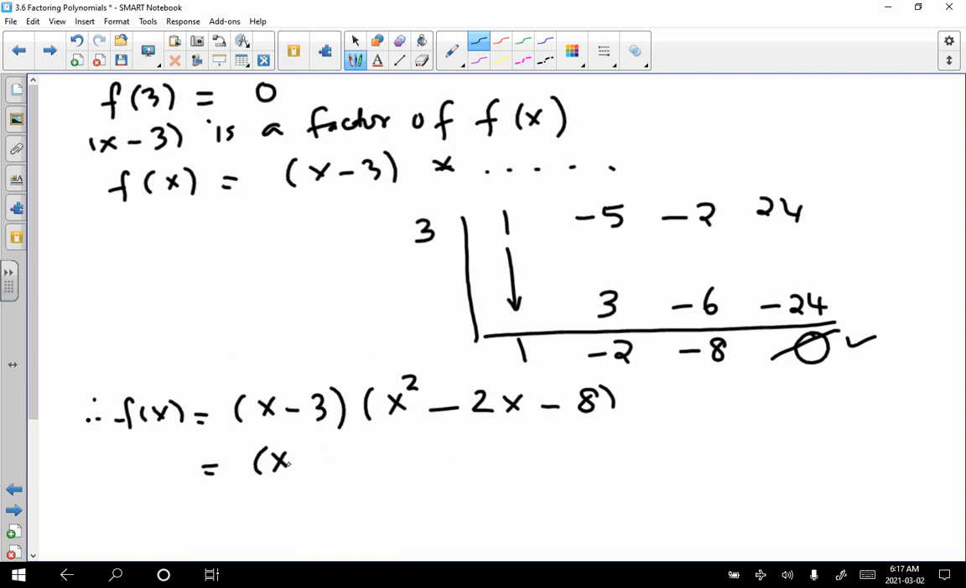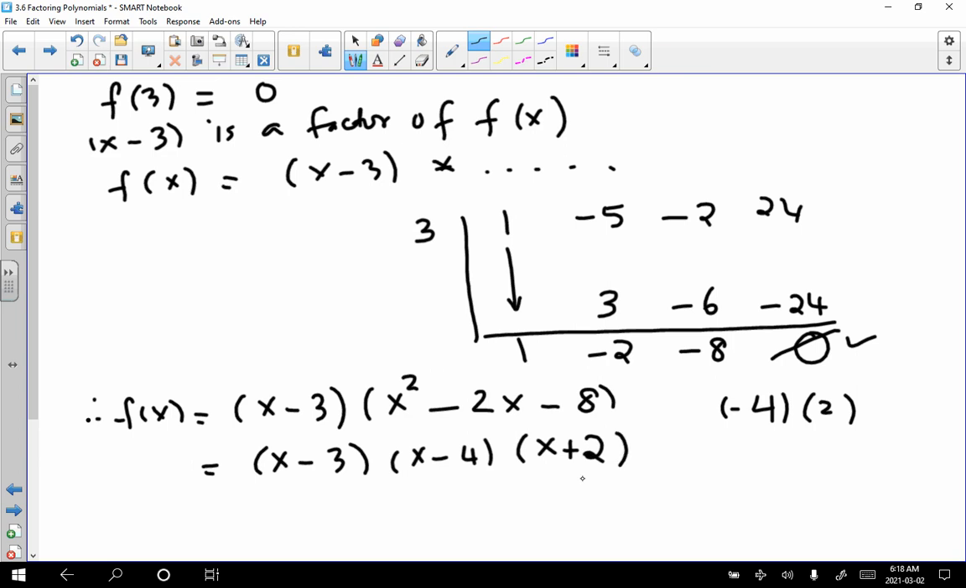And we can then factor this further because we're going to find two integers that give a product of negative 8 and a sum of minus 2. So that's going to be negative 4 and positive 2. Product is negative 8, sum is negative 2. So it'll be x minus 4 and x plus 2.